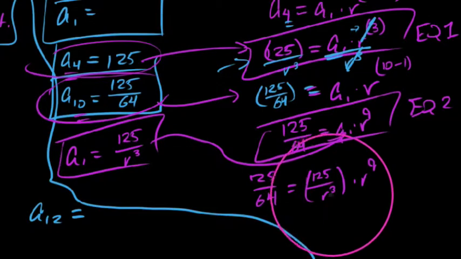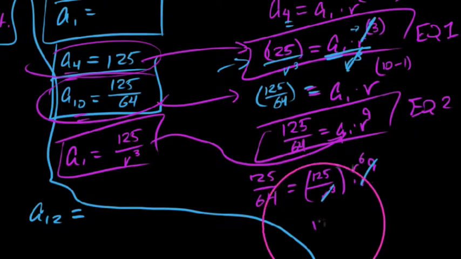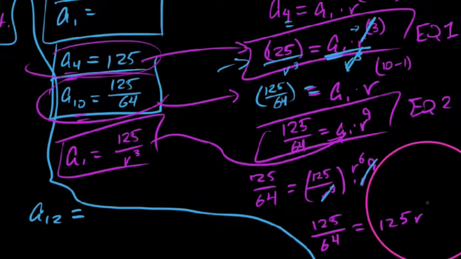And the thing we want to do is notice a few things here. First of all, this r cubed is going to cross cancel with this r to the 9th. This is going to become r to the 6th. So now we've got this situation where 125/64 is now equal to just 125 r to the 6th.